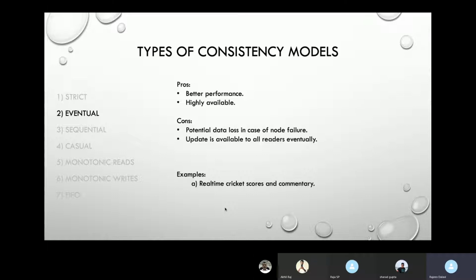Right. So, am I clear till now? Yeah, pretty clear, Yeah. Rajeev.